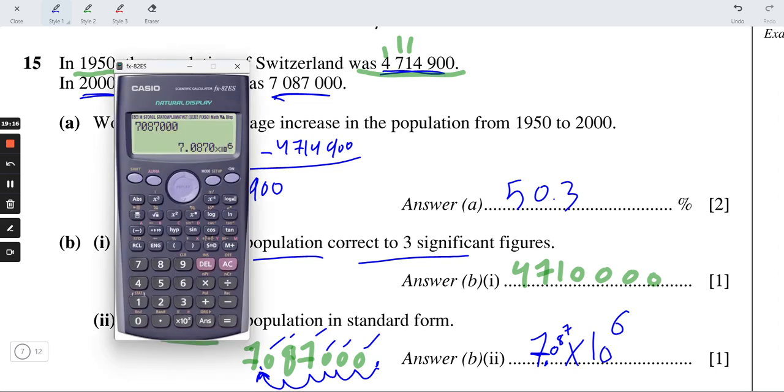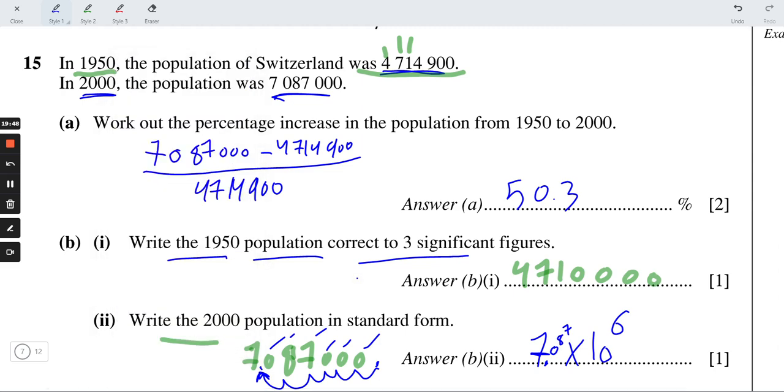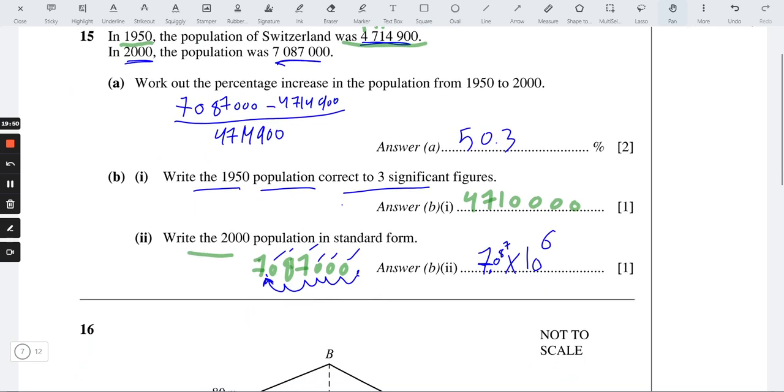So this is the answer using a calculator. If you want to change it from science mode, you should do the same. Shift, no, not shift, setup. Shift, then clear, setup 1, then equal, yes, clear setup, complete, then AC, yes. So here is question 15 done.